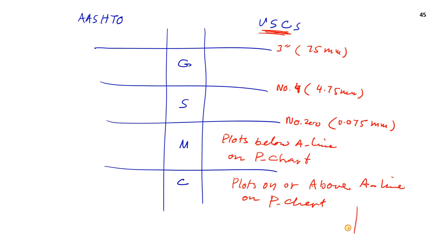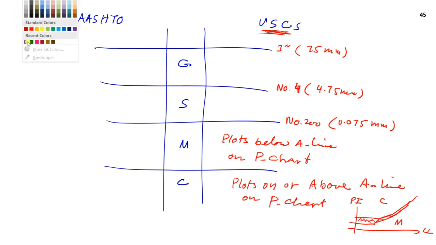So if you remember, this is the P chart. Here is some dual area for dual classification, and if this material falls above this line, it will be called clay, and if it is below this line, it will be called silt. Horizontal axis is liquid limit, vertical axis is plasticity index. This is called the P chart, the plasticity chart. This is what you studied in the previous lecture on the unified soil classification system.